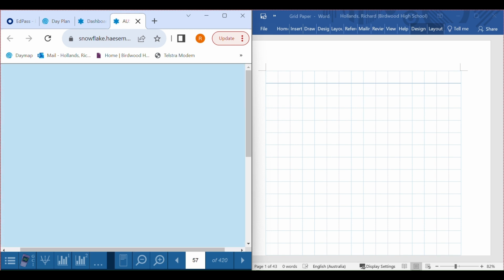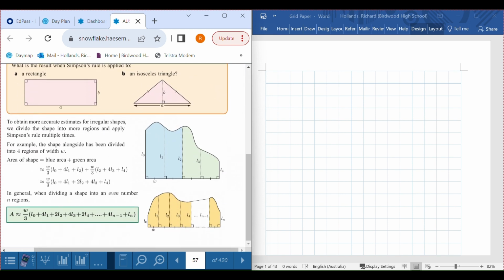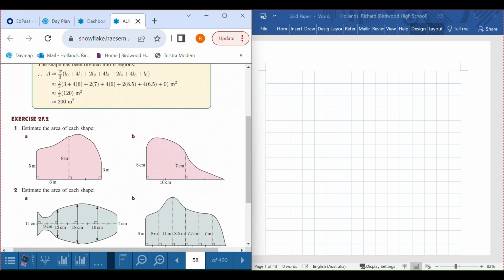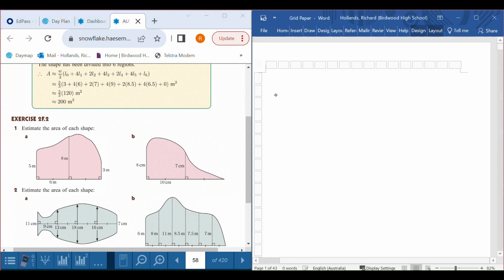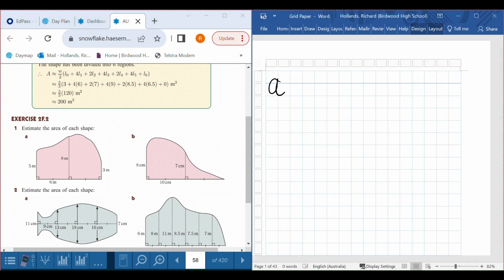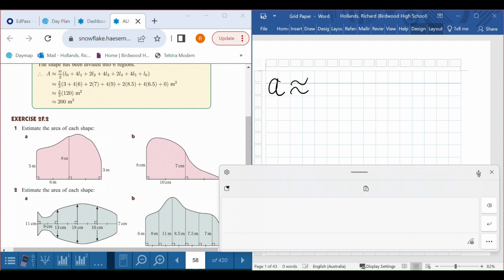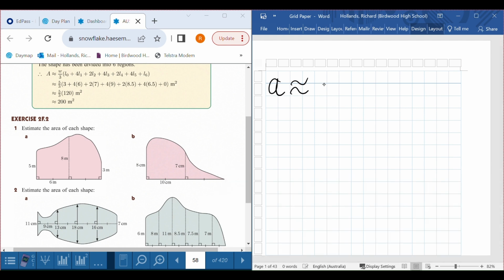All right. So I'm going to go through question 1b with you. All right. And I will write the formula in as well, as you guys should, up the top. So area approximately equals width over 3, and in brackets we've got length 0 plus 4 times length 1 plus length 2.